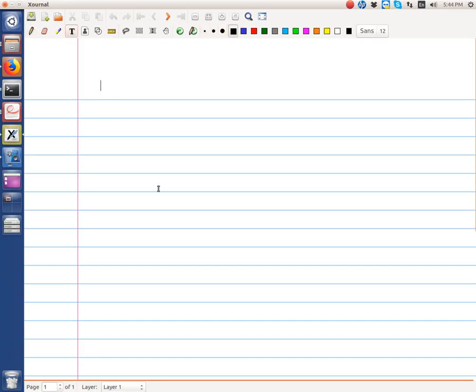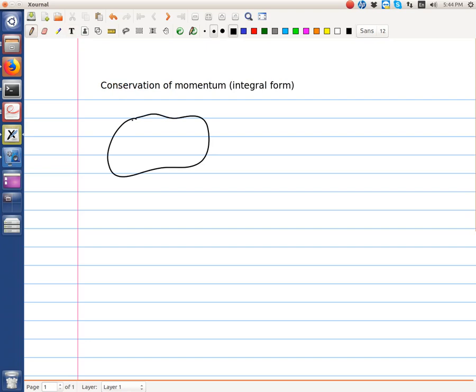So in this video we will use Reynolds transport theorem for the conservation of momentum. So let's say we have a volume of fluid moving with some velocity u. This velocity comes into being because of the various forces acting on the identified volume.